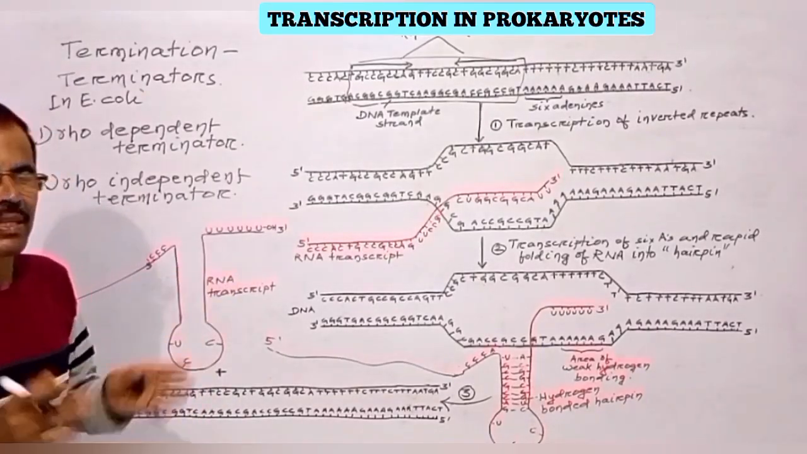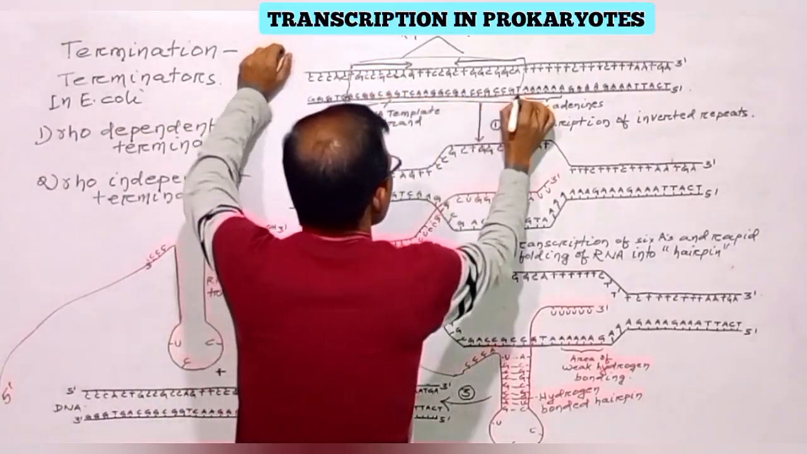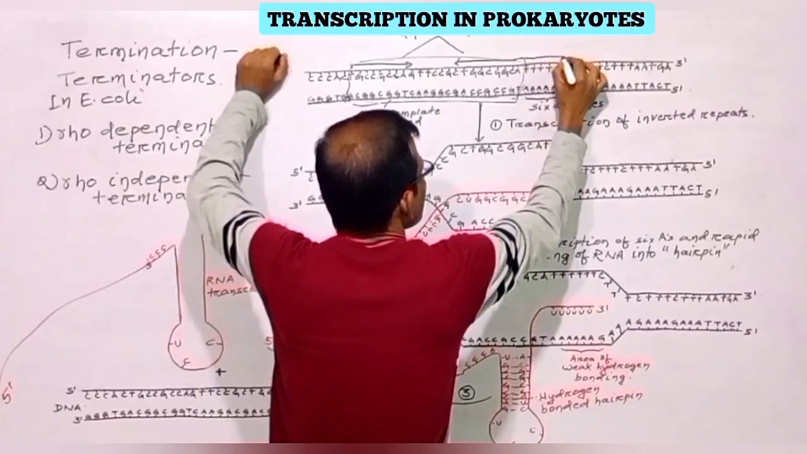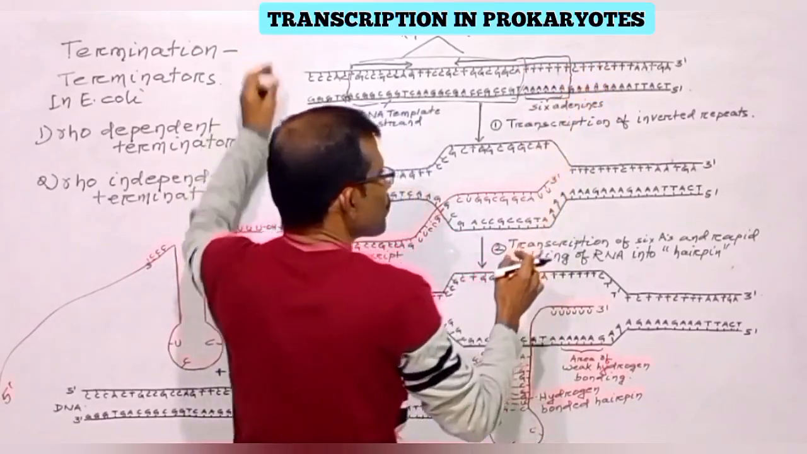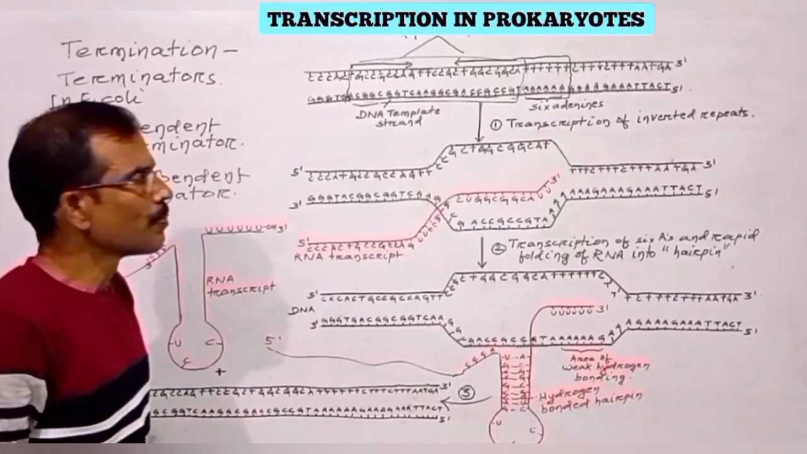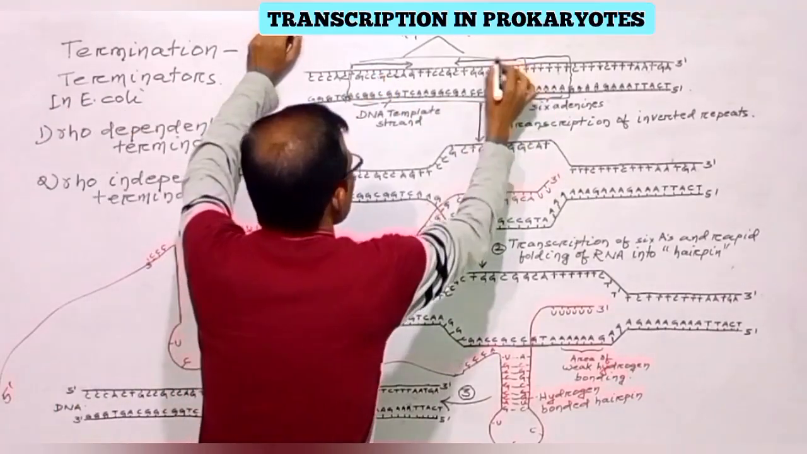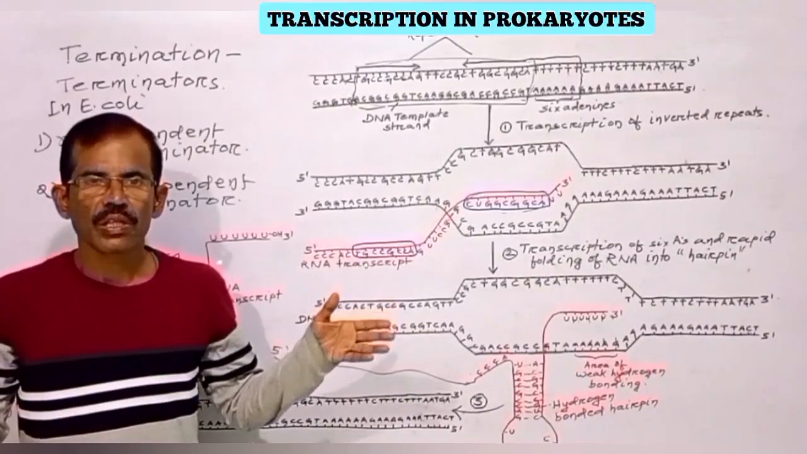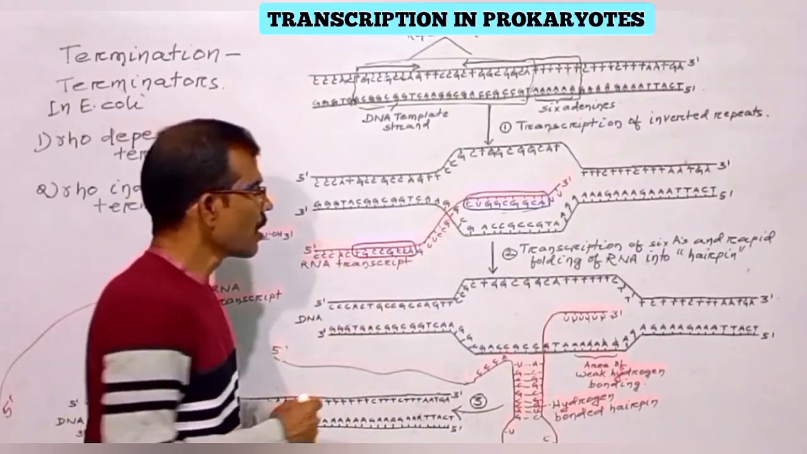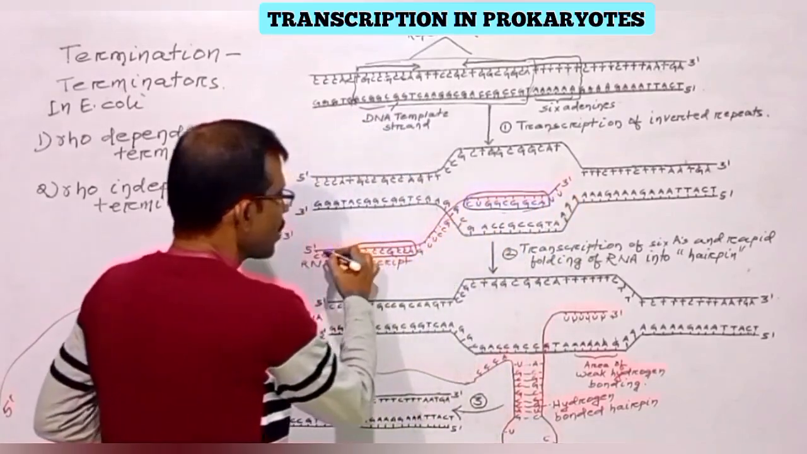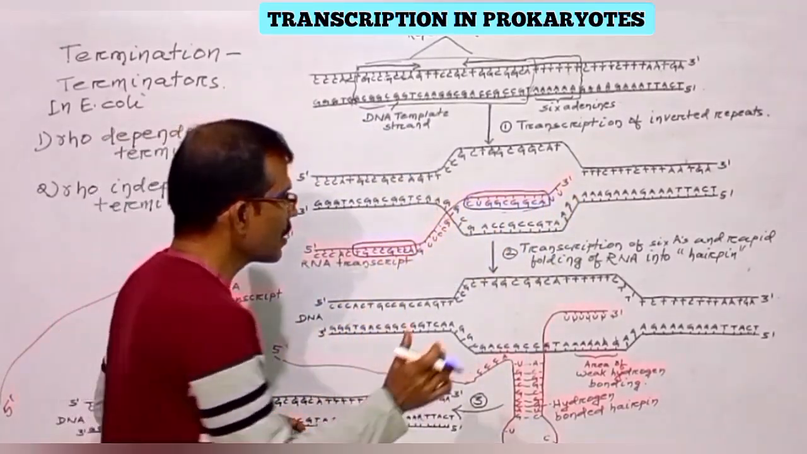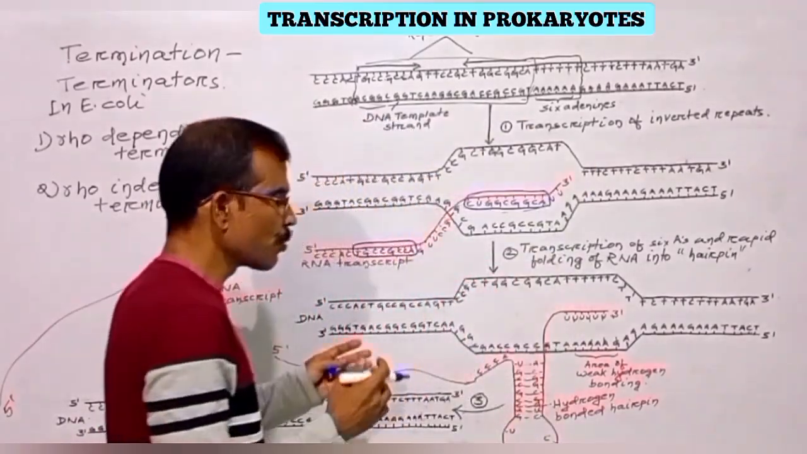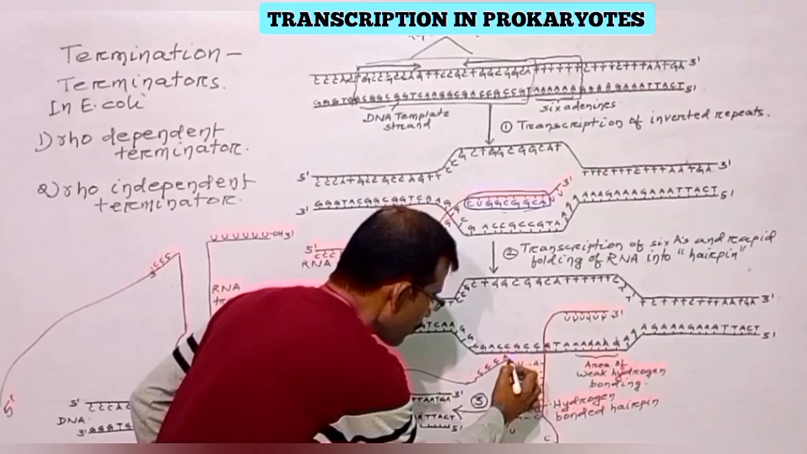Rho-independent terminators contain a GC-rich region followed by 6 or more AT base pairs with the adenines present in the template strand. The GC-rich region contains inverted repeats. When the GC-rich region is transcribed, the resultant RNA strand, because of self-complementarity between these two regions, folds upon itself to form a hairpin structure.